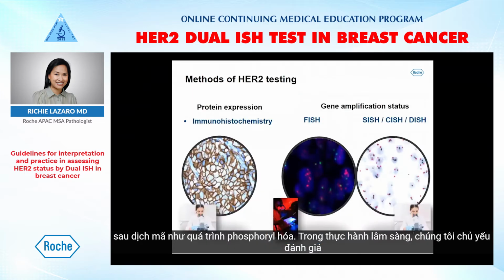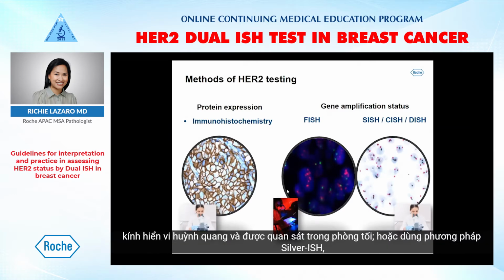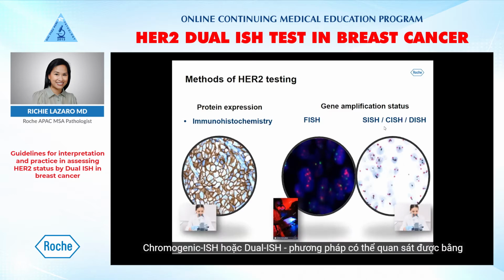In clinical practice, we evaluate mainly protein expression using immunohistochemistry and gene amplification status using either fluorescence in situ hybridization, which requires a fluorescent microscope and a dark room, or silver-ISH or chromogen-ISH or dual-ISH, which may be viewed in a conventional microscope.